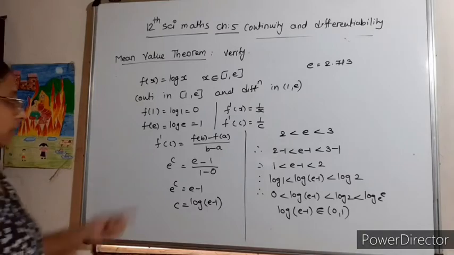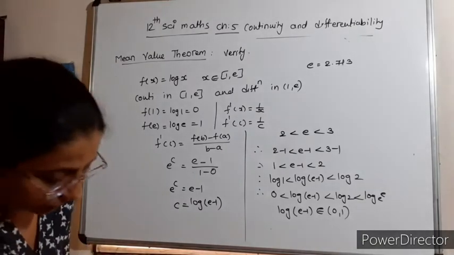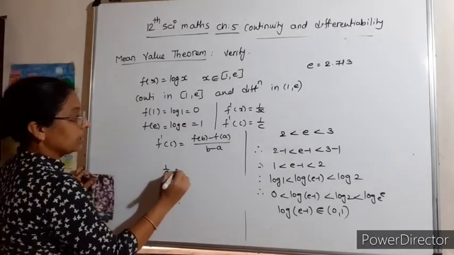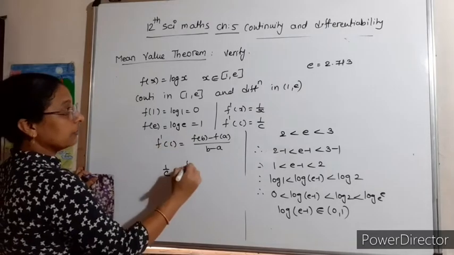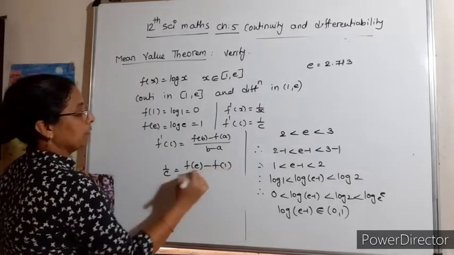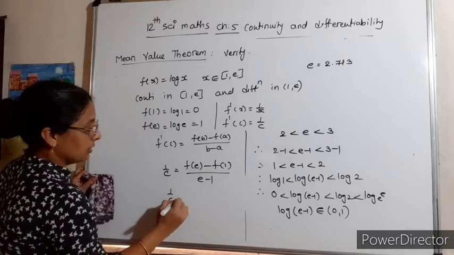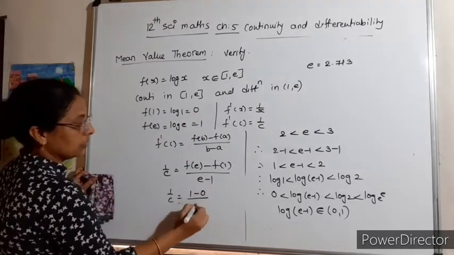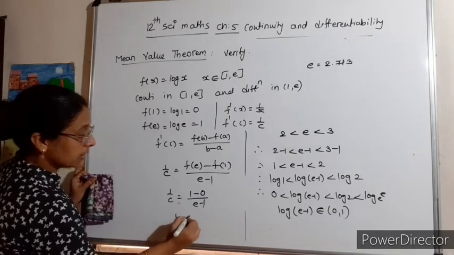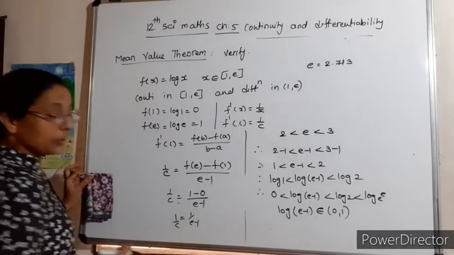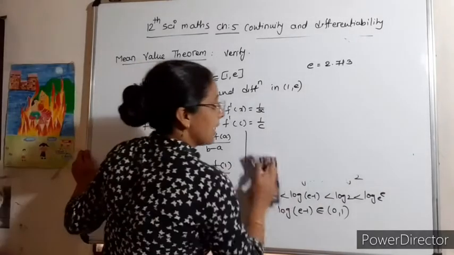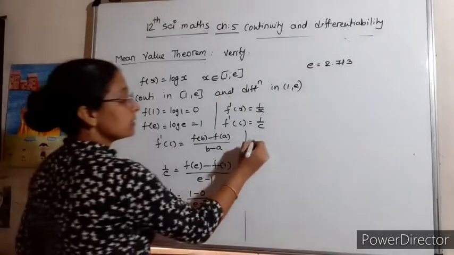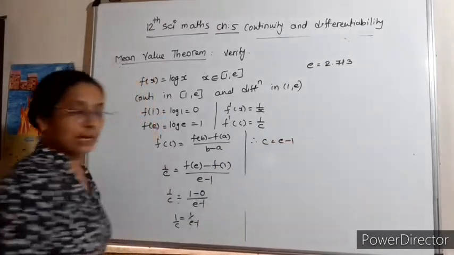Now we'll find that here by the mean value theorem, f dash c, that is 1 upon c, equals f of e minus f of 1 upon e minus 1. So f of e is 1 minus 0 upon e minus 1. 1 upon c is equal to 1 upon e minus 1. So what can you say? What is c? Take the reciprocal on both the sides. Then what is it? c is equal to e minus 1.